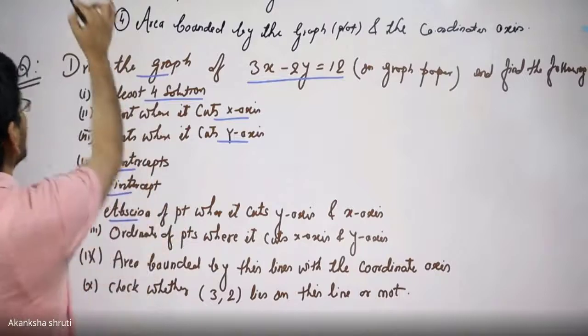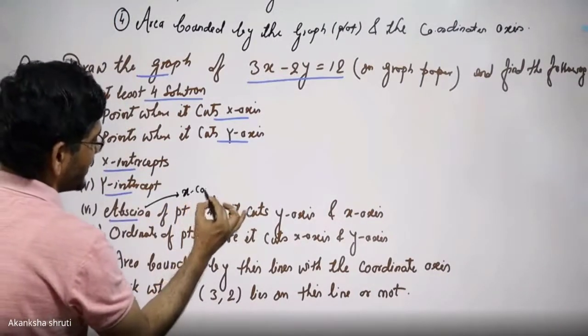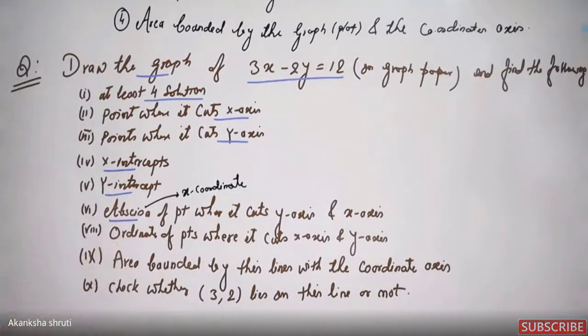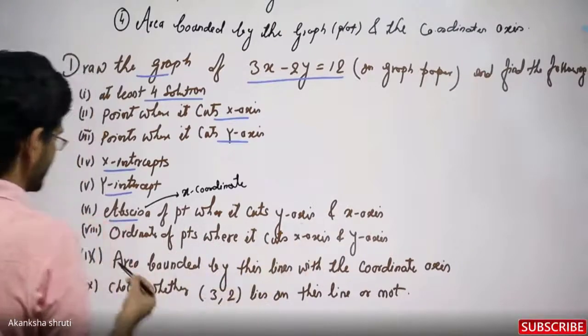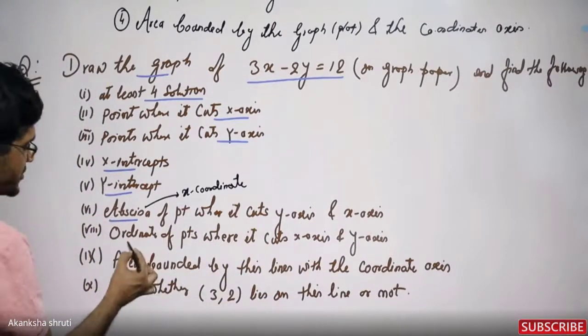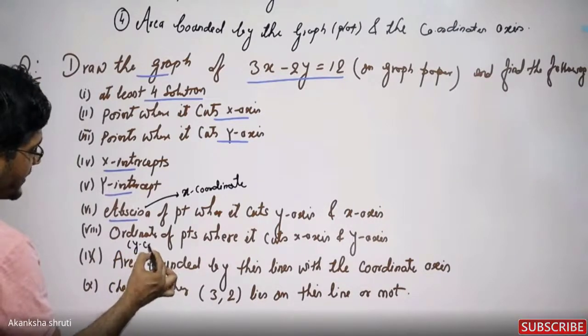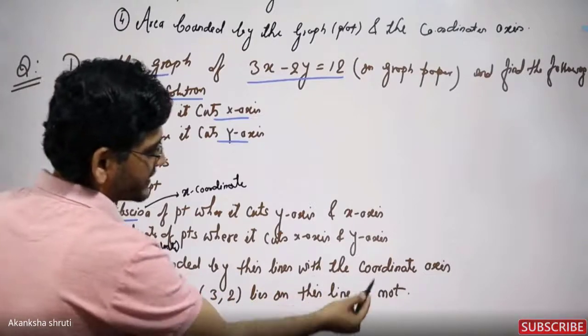Students, just to recall, the abscissa is nothing but the x-coordinate, as we have learned in chapter number 3. So the x-coordinate of the points where it cuts the y-axis and x-axis. The ordinate is nothing but the y-coordinate. Then the area bounded by this line with the coordinate axes.